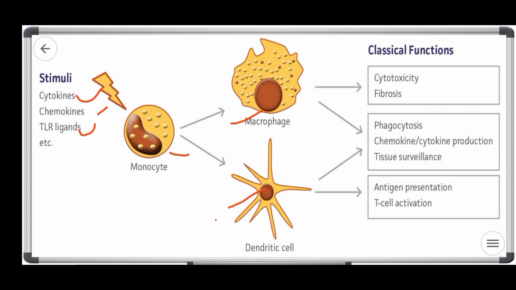The classical functions of macrophages are cytotoxicity, fibrosis, and third, phagocytosis. Dendritic cells also perform phagocytosis, chemokine and cytokine production, and tissue surveillance with antigen presentation. Dendritic cells are also responsible for T cell activation.